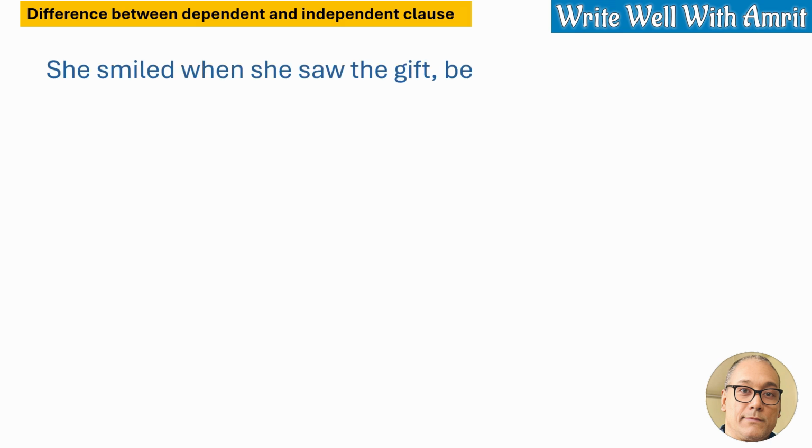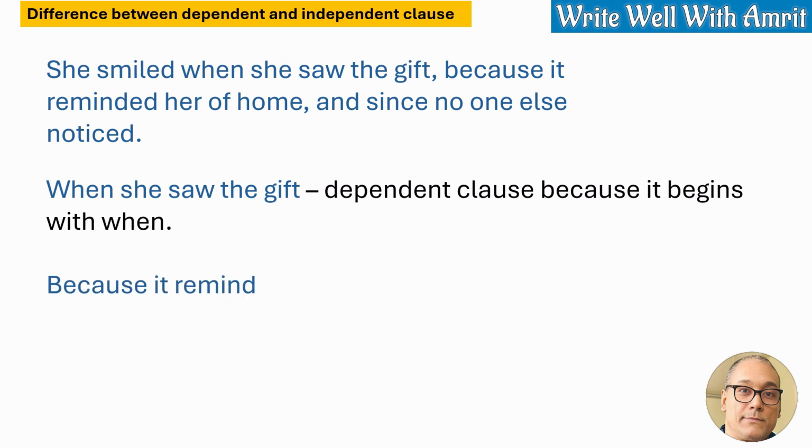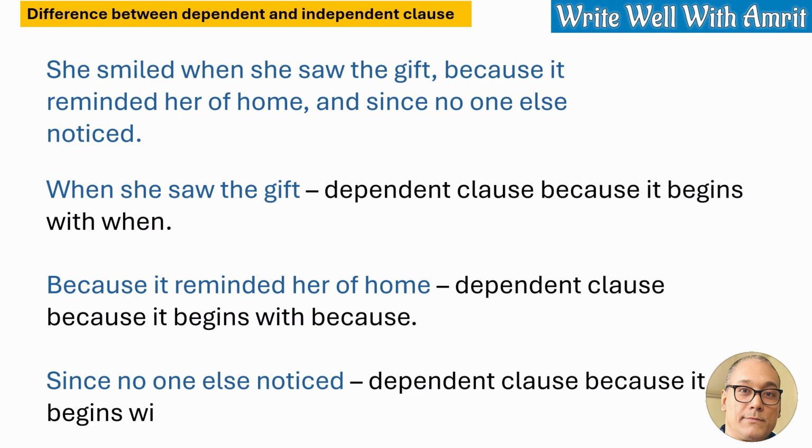She smiled when she saw the gift because it reminded her of home and since no one else noticed. When she saw the gift is a dependent clause because it begins with when. Because it reminded her of home, again it is a dependent clause because it begins with because. Since no one else noticed, again, a dependent clause because it begins with since.